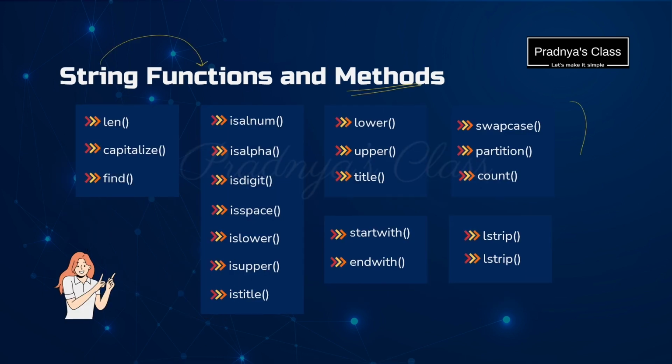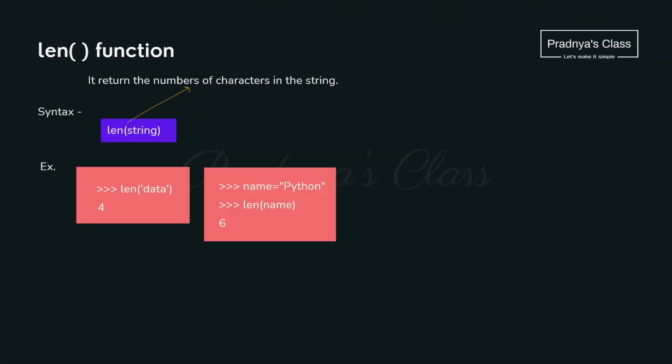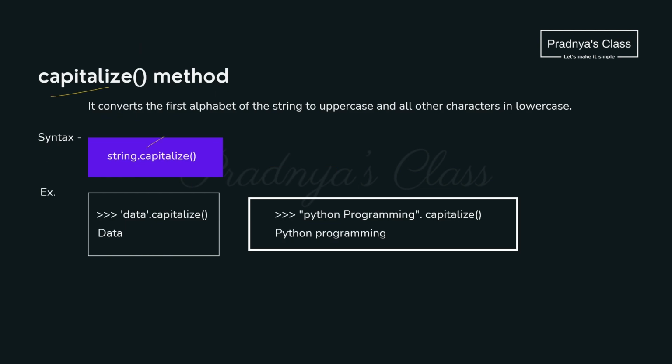Alright, here is the list of the methods and functions which we can apply on the string. It looks very easy, but you should be clear with the use of each and every method. Len function calculates the number of characters in a string. Here is one string. When we apply len function on that string, we got the number of characters. The second method is capitalize. It converts the first alphabet of the string to uppercase. Look at the example. Lowercase d got converted to capital D.